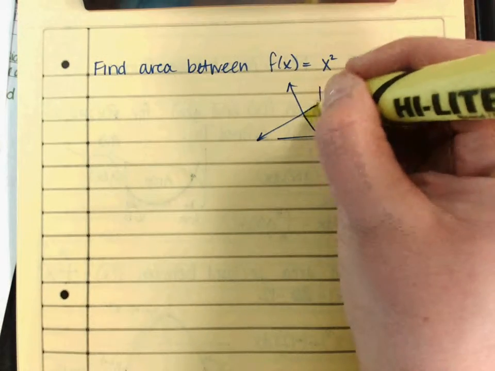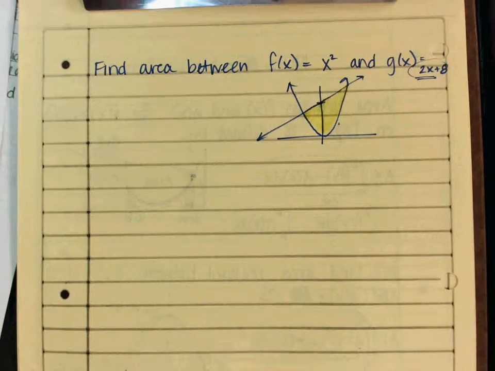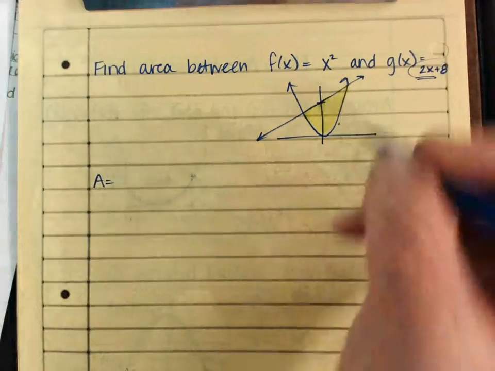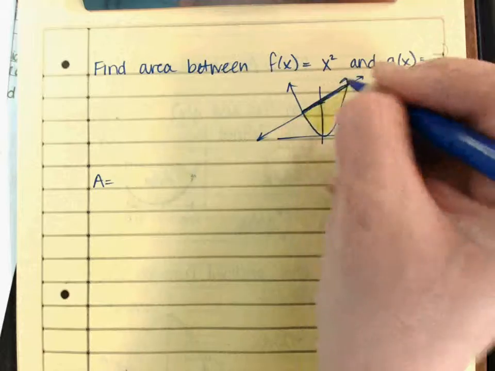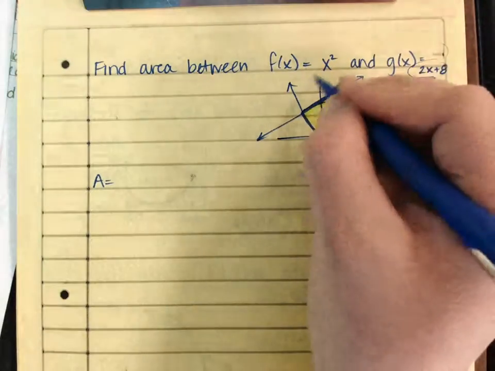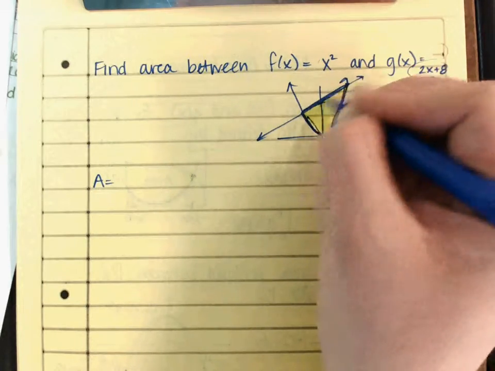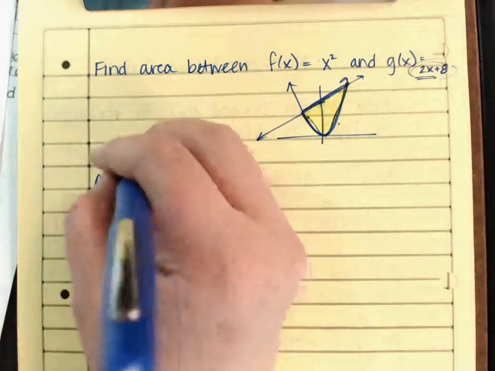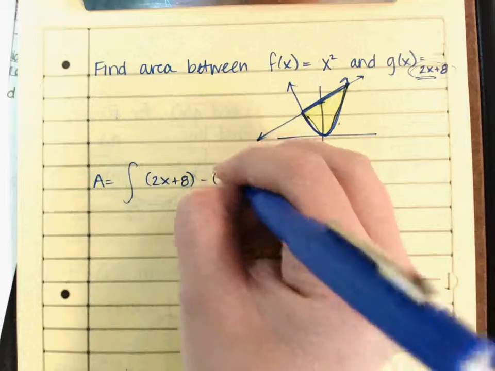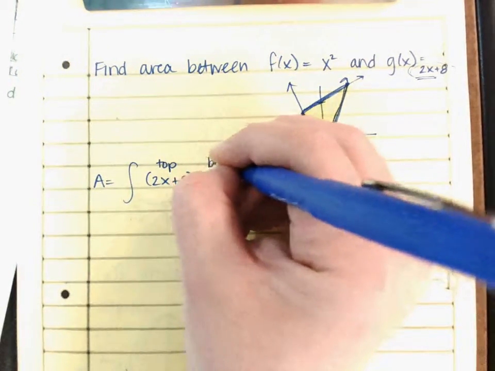Then I'm shading this pocket here that is between them. So when I set up my integral, it's going to be area equals, and then it'll be the top function minus the bottom function. So I have to be very careful about my order here. My x squared, which they gave me first, is actually the bottom, not the top. So my 2x plus 8 is going to have to come first in my integral, and then my x squared is going to have to come second. Because remember, it's always the top minus the bottom.